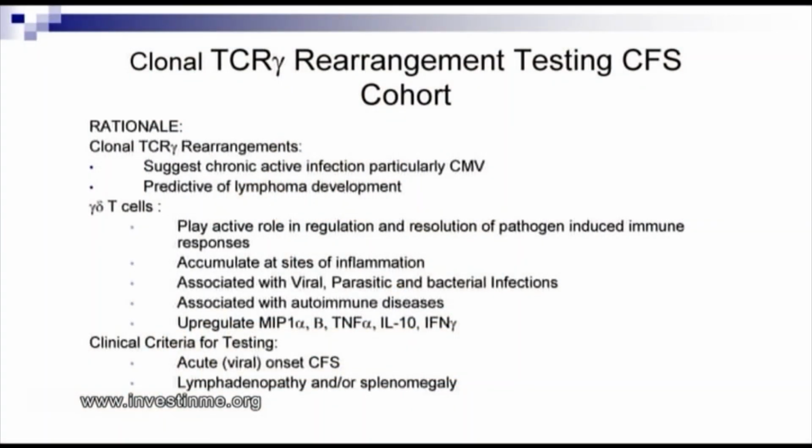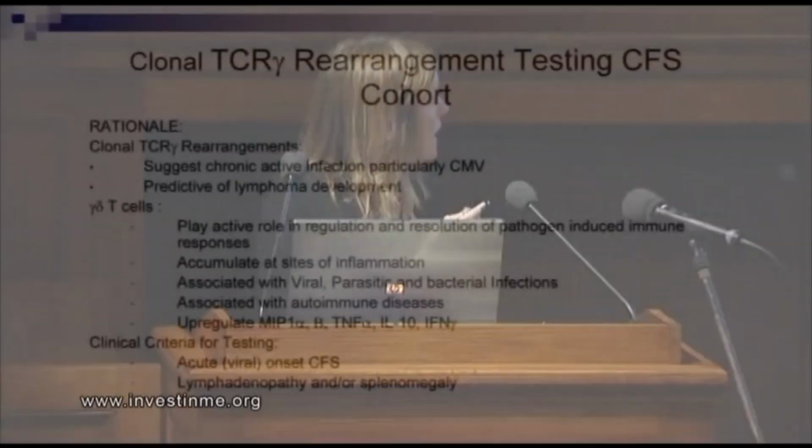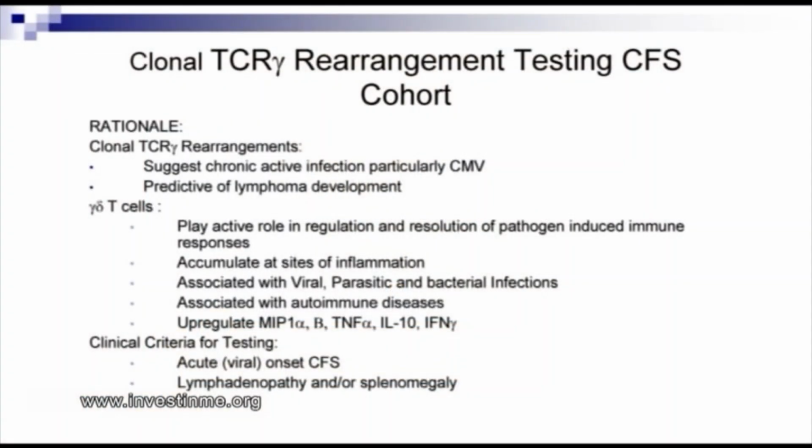So I wanted to elaborate a little bit more. Dan showed you this slide earlier, but the rationale for the cytokine study becomes more clear when you consider what this clonal rearrangement means. We've said it's persistent, it's suggestive of persistent active infection, particularly CMV. And it's also predictive of the development of lymphoma. And that's because CMV actually encodes a protein that actually turns these cells on. It's antigenic for them.